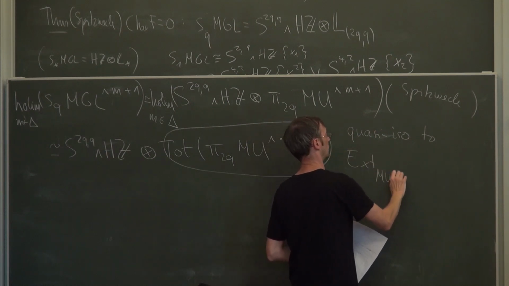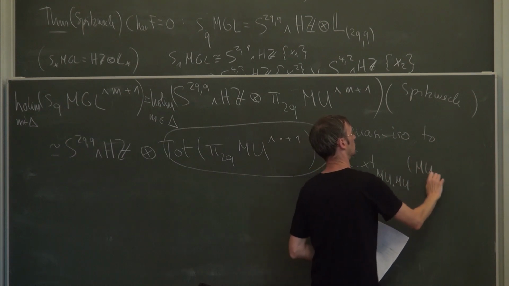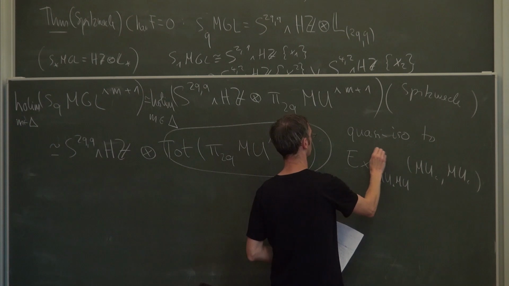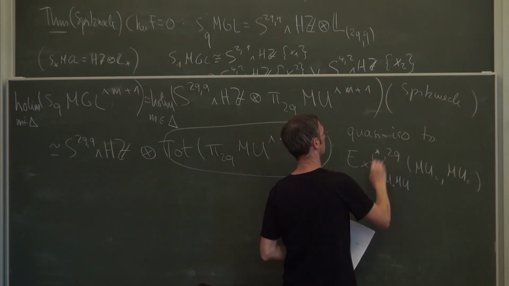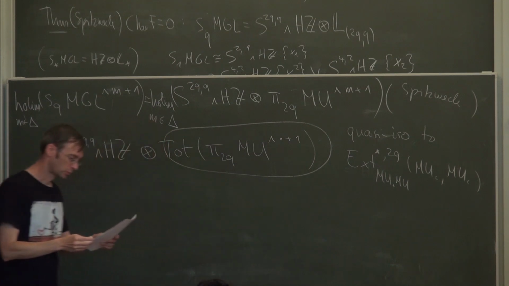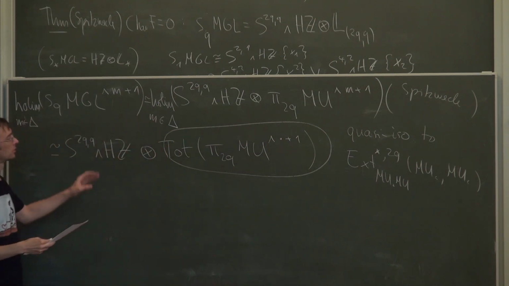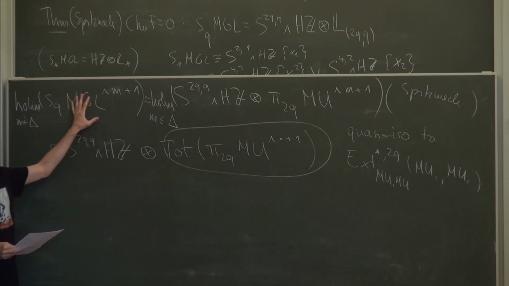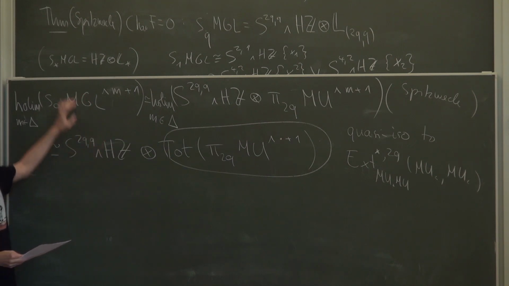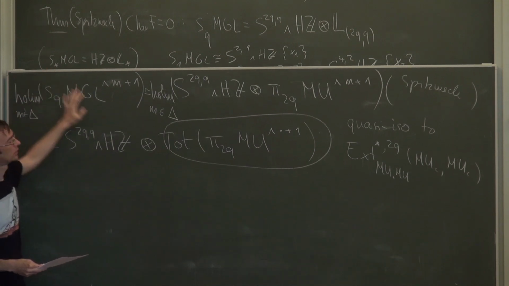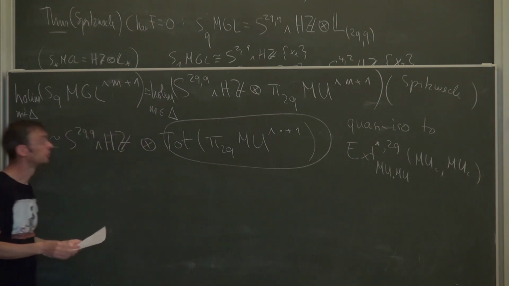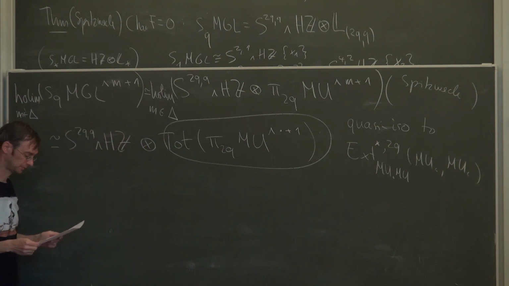This is isomorphic to what I wrote down there, Ext over MU star, MU star, in this degree 2q. And this proves the statement. If you want to check that this is suitably multiplicative, of course you have to pay extra attention to the ring structure that is induced basically from the ring structure of MU.